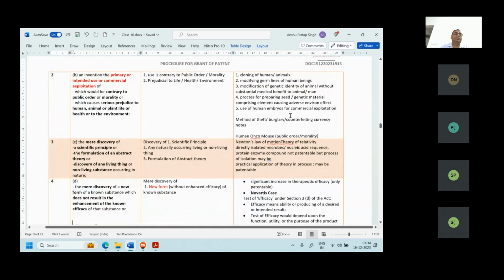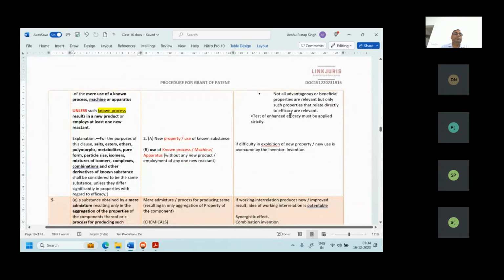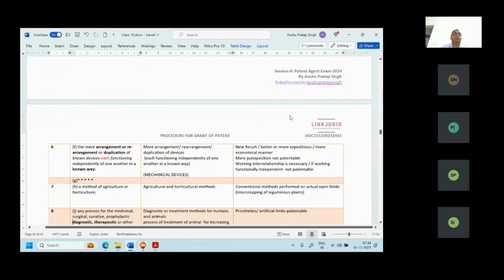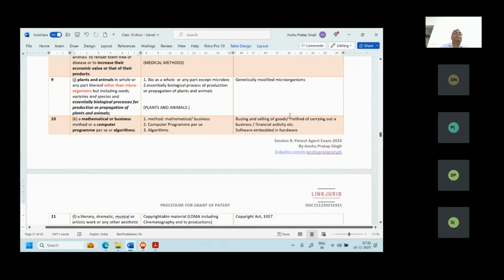When it comes to C, D, E, you are creating something novel or something which should have an inventive step, but it should follow a particular criteria. Otherwise, I will not consider it an invention. Then there are certain processes which are not going to be considered inventions. For example, methods of agriculture or any medical methods as prescribed here are not considered inventions. Then plants and animals as a whole or part thereof are also not considered inventions.